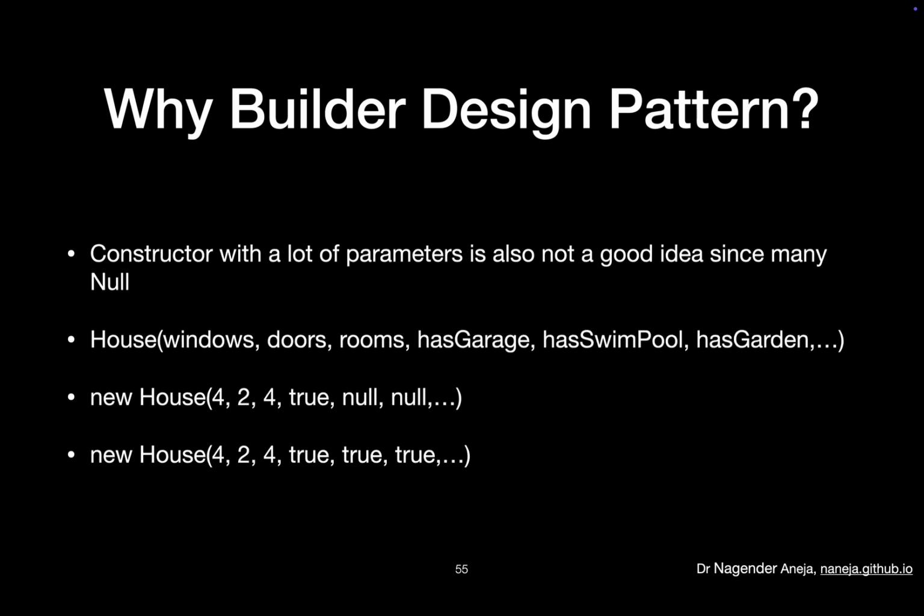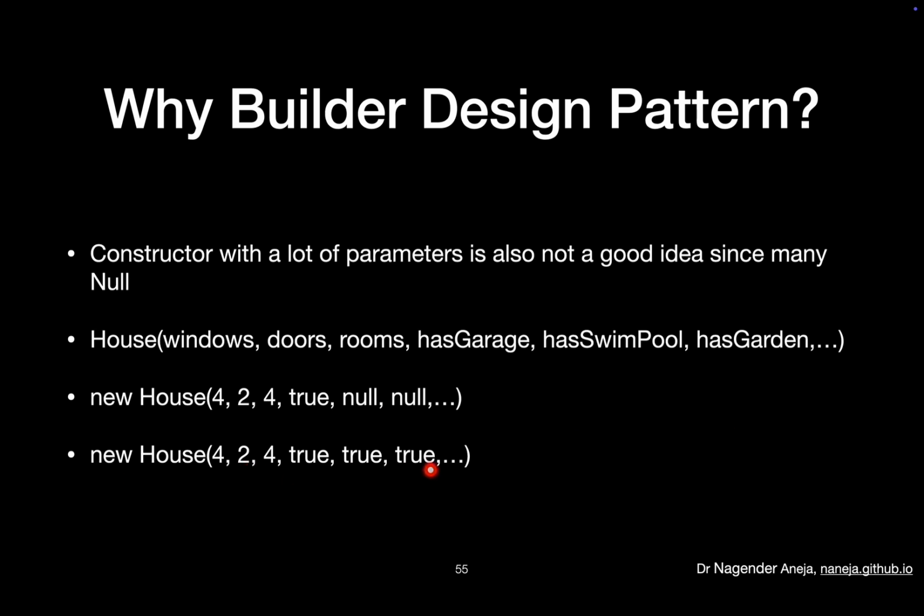You can have a constructor to pass these values, but even that is complicated. You may have defined certain parameters, and we will pass them, and then based on that the objects will be created. But we are going to have a lot of nulls here, because not all houses will have everything: windows, doors, rooms, garage, swimming pool, garden. So you can create a house like this one, but then when you create a new house, you will say 4, 4, 3, null, null, null, null.